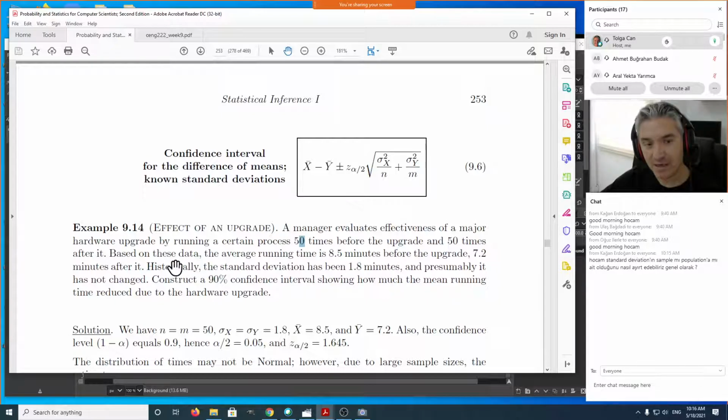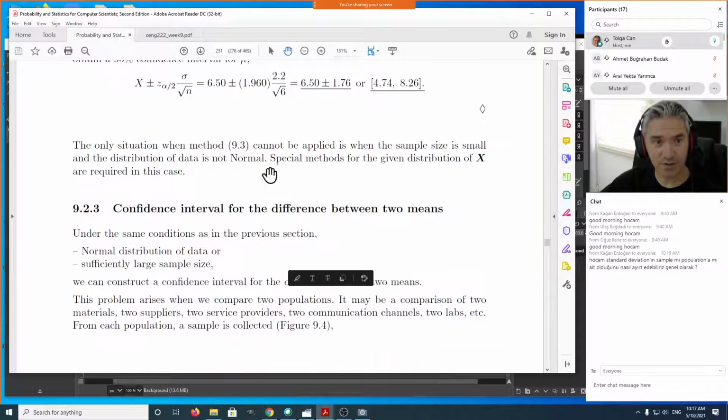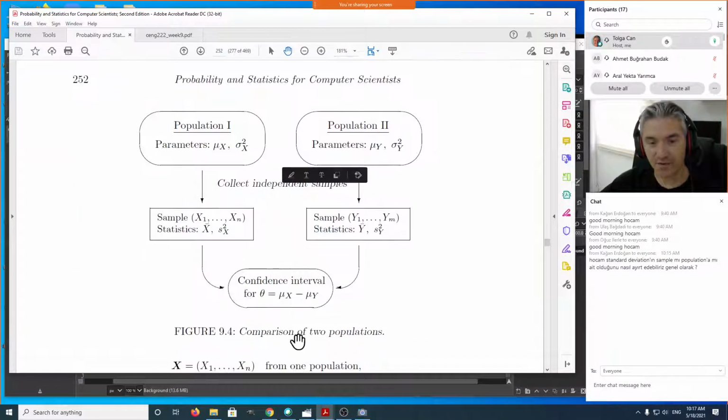For example, when it gives some general statements about the random variable we are interested in, it's the population standard deviation. If you remember the previous example 9.13, it was saying that the measurement device guarantees a standard deviation of this. So again, it's a general statement about the measurement device, not specific to the sample. Therefore it's the population standard deviation.